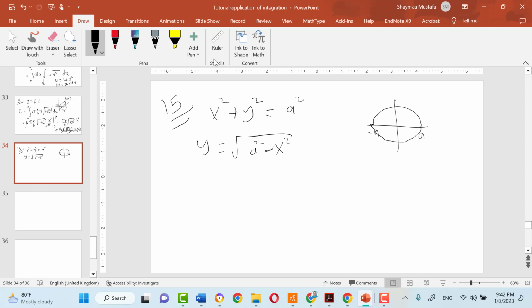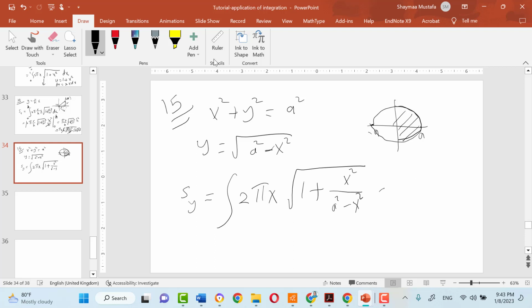So here I will rotate around the y-axis. I will take half of the circle and make it a rotation around the y-axis. So I will integrate, rotation around the y-axis: 2 pi x, square root of 1 plus (dy over dx) squared, which, if you differentiate and take the square, gives x squared over a squared minus x squared, dx.